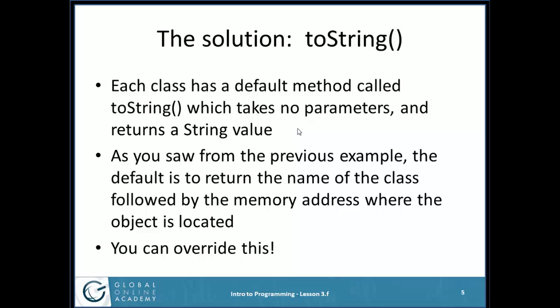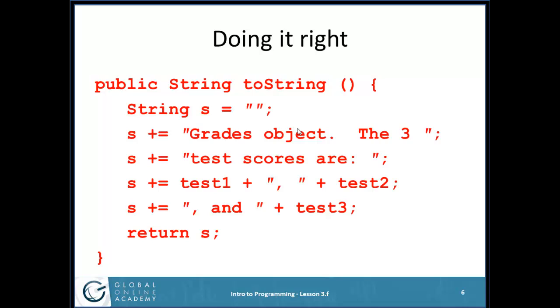Well, each class has a default method called toString, which doesn't take any parameters and it returns a string value. Now, as you saw in the previous example, the default is to return the name of the class. In our example, that was Grades, followed by the memory address of where the object is located. That was that funny @8814E, whatever those letters were. You can override this, and in fact, I encourage you always to override toString when you create your own class.